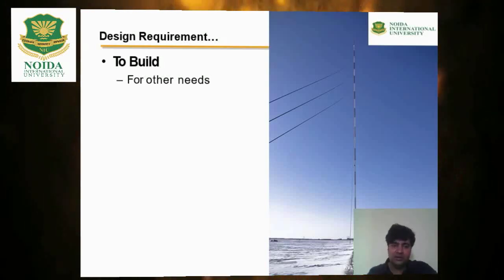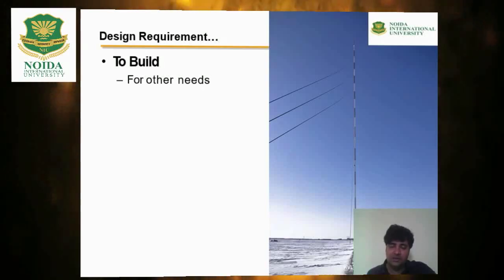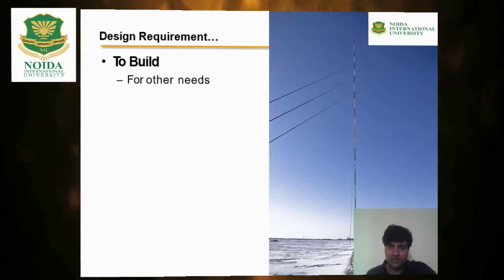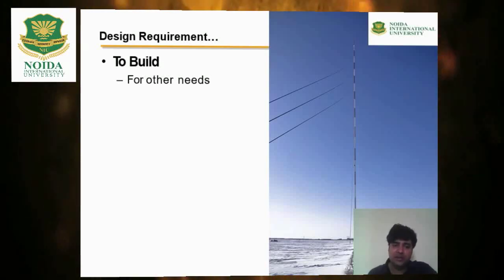Let's discuss further what the design requirement is to build for other needs. There are some other requirements for other needs, not just from the protection and movement perspective. For example, as you can see in the photographs, we have a mobile tower, which can also be designed, or electricity towers, which are also designed. That is basically a structure, but for the transmission of electricity from one point to another. So there are other requirements for designing.